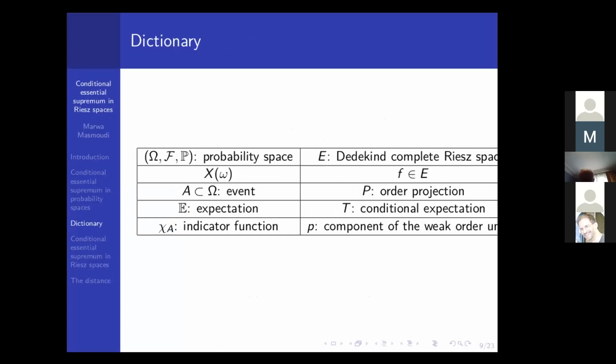Let's discuss now the translation from the classical case to the setting of Riesz spaces. There is a correspondence between probability spaces and Dedekind complete Riesz spaces. Random variables are viewed as elements of the Riesz space E. Events are associated with order projections. The role of expectations and the probability measures is played by conditional expectations. The indicator functions are associated with the components of the weak order unit e or the bands.